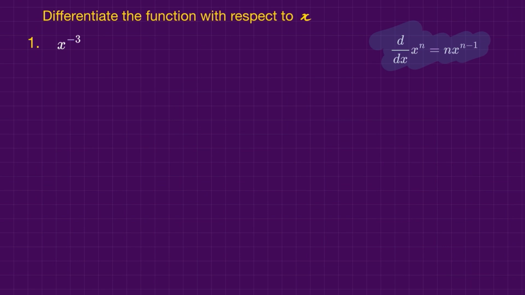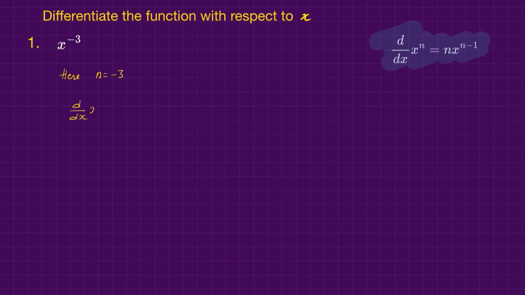Differentiate the function with respect to x. So my function in number 1 is x to the power minus 3. Here we will differentiate this function using this particular formula. This is in the form of x to the power n, and in place of n I have minus 3. So here n equals minus 3. So let us differentiate this function.